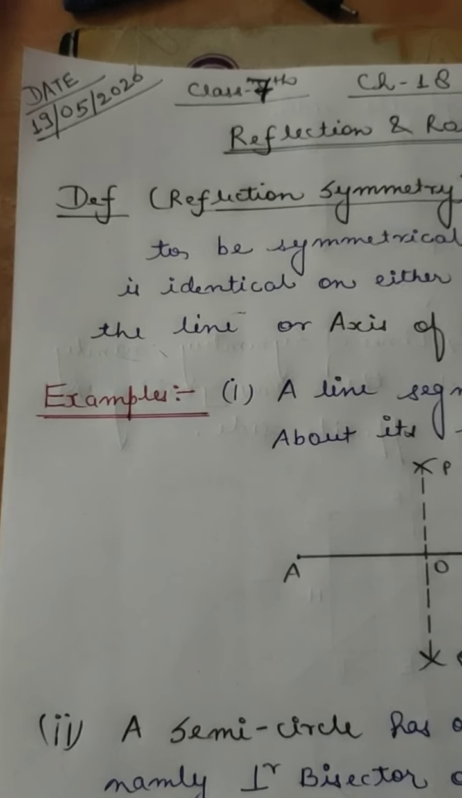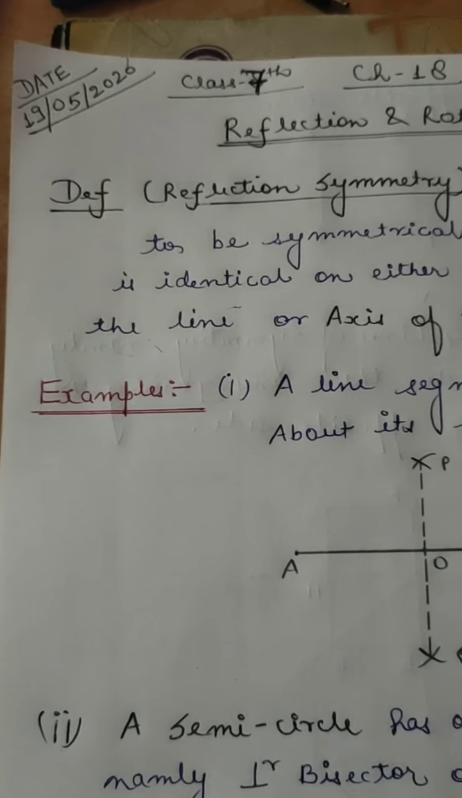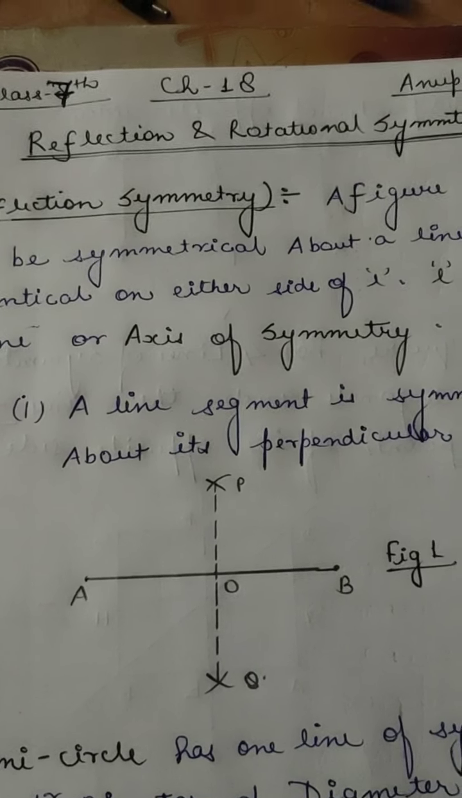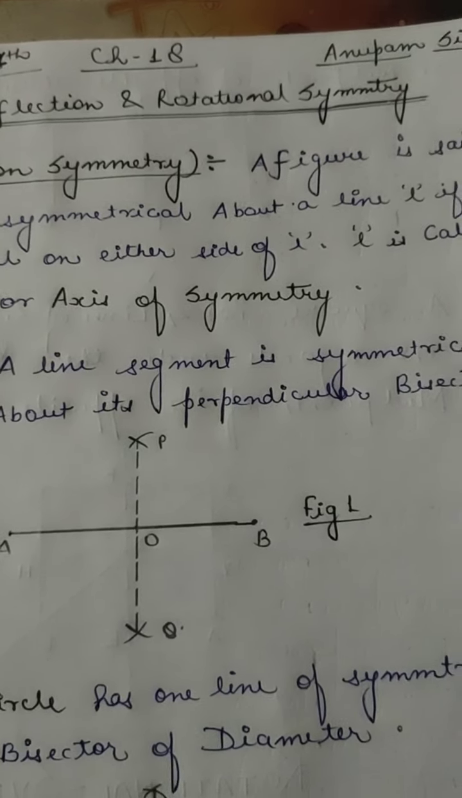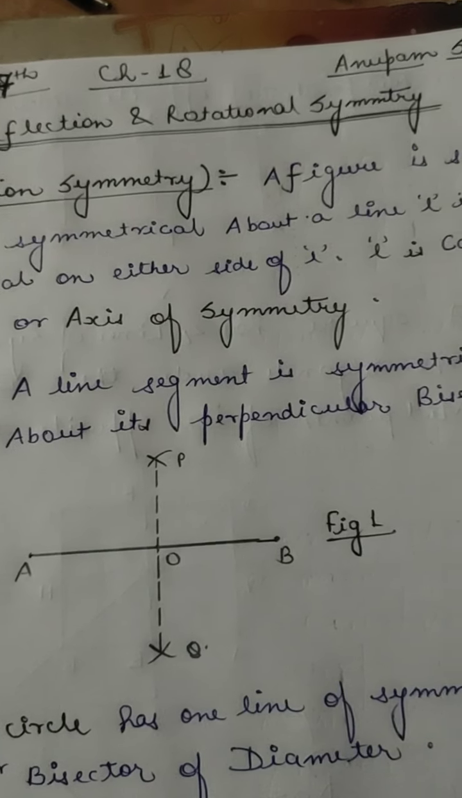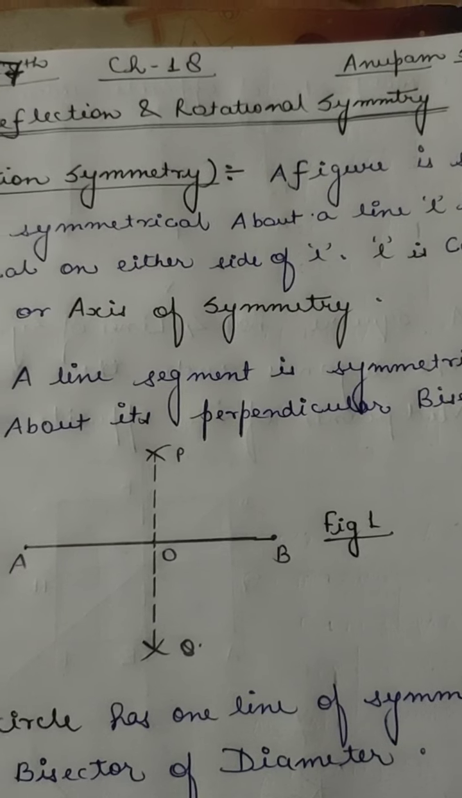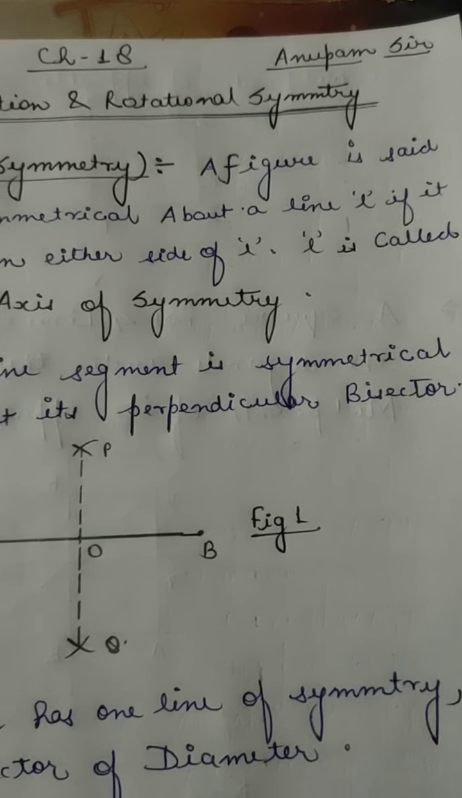Good morning, class 7. Today we will start with our next topic, that is reflection and rotational symmetry. This is chapter 18 in your R.S. Agrawal book. So, this is the last chapter of first term. After completing this chapter, we will start our revision.